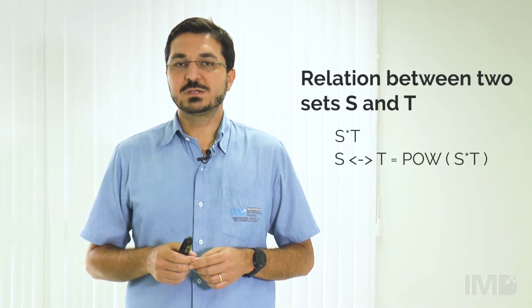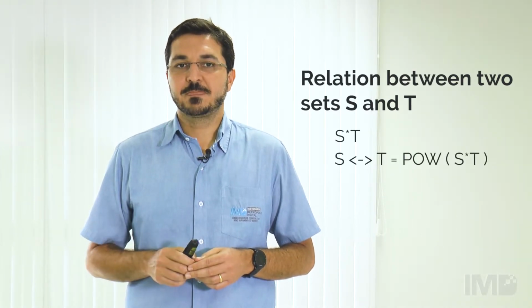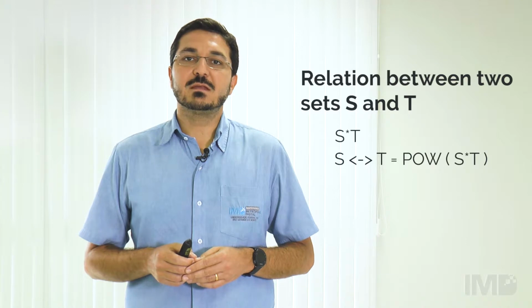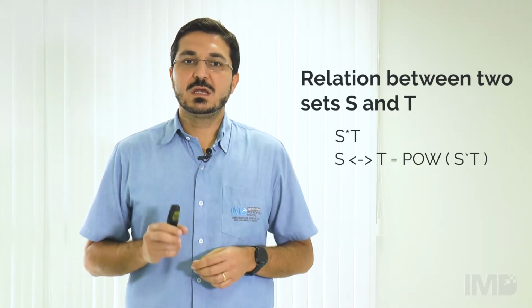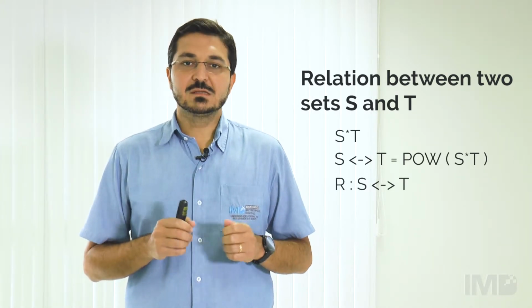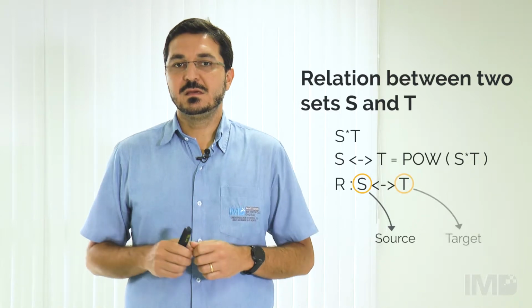Notice that a relation between two sets S and T is a subset of the Cartesian product S star T. Therefore, the type that represents all possible relations between these two sets is defined as the power set of this Cartesian product. So, S relation T equals the power set of S Cartesian product T. A relation R, therefore, between these two sets is a member of this set. So, a relation R is a member of the relation between S and T, where S is the source set and T is the target set.